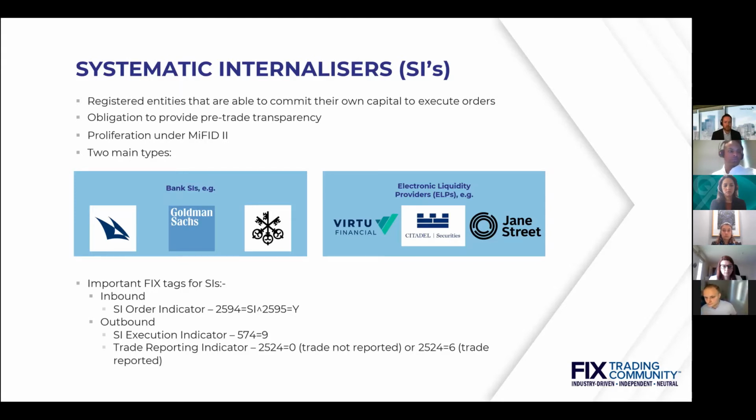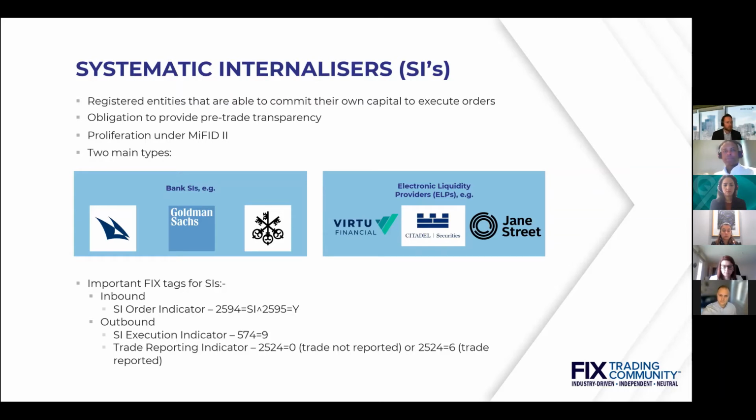There are two main types of SI: bank SIs, there's a couple of examples here. Now these generally provide block liquidity from either their high-touch desk or central risk book, and electronic liquidity providers, or ELPs. These often provide both public and private quote streams and are often themselves market makers on exchanges.